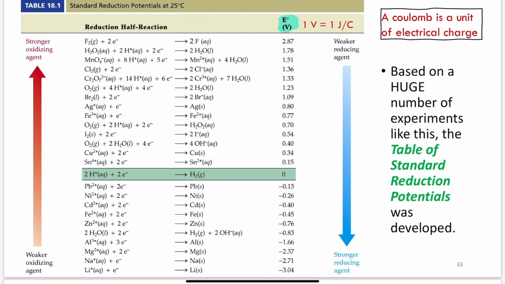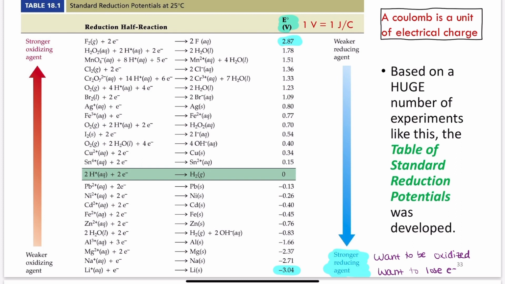But also, this gives me a lot of information about the strength of these species when it comes to oxidizing or reducing. What I see is, when I look at these numbers here, they're really positive at the top, they're really negative at the bottom. As I go down the table, from positive to negative, I'm increasing the strength of the reducing agent. What does that mean? It means they want to be oxidized. They want to lose electrons.